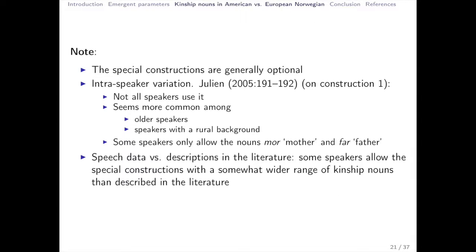A few notes are in place. Note that these constructions are generally optional, it seems. You don't have to use them, but they are an option for these nouns. There's quite a lot of inter-speaker variation. Mari Kule notes that not all speakers use it, and it seems more common among older speakers and speakers from a rural background. Some speakers only allow it with mother and father. And also it appears to have a somewhat wider distribution in actual speech data than what the grammatical descriptions say.